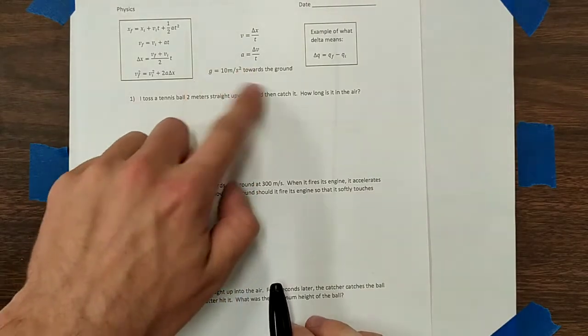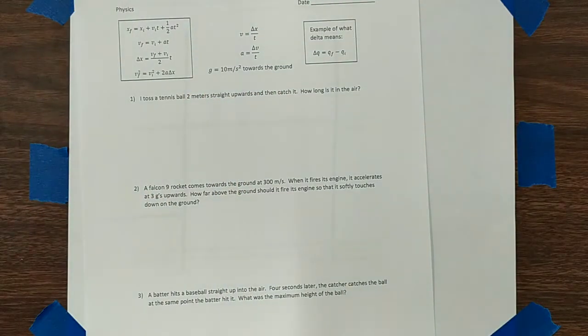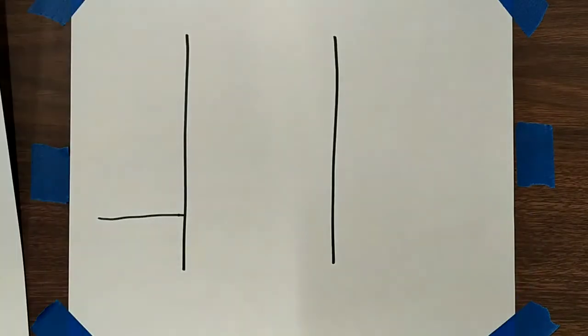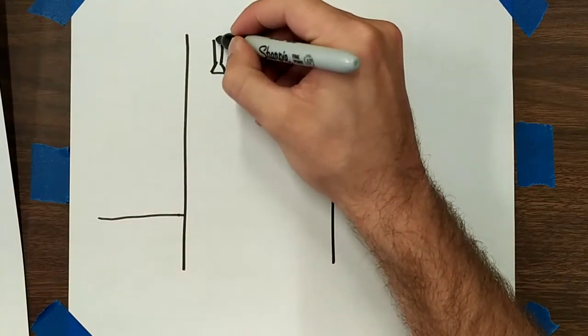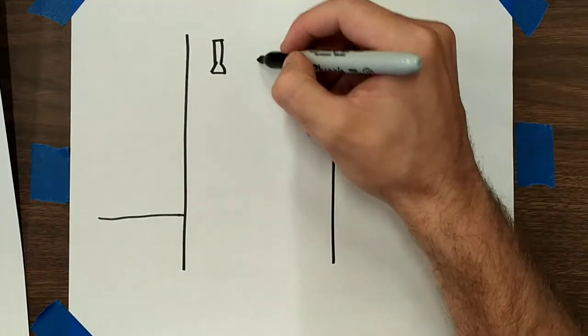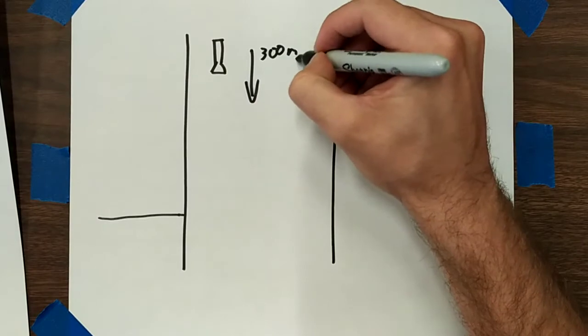A G is defined up here, so a G is the same as 10 meters per second squared towards the ground. That's just the acceleration due to gravity. We sometimes call that G in physics. If it's going at 3 Gs upwards, that means 30 meters per second up. All right, I'm going to start off with my picture. So I've got a rocket here. It's falling downwards towards the ground, so its initial velocity here is 300 meters per second.